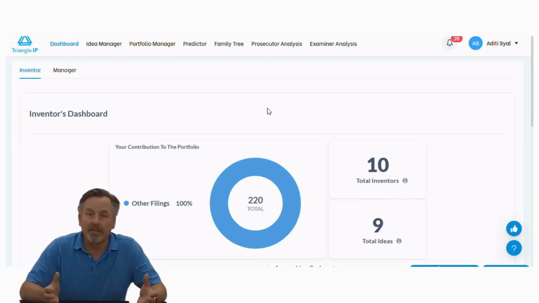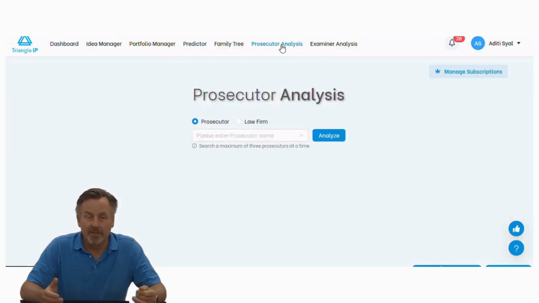So once you're logged into the TIP tool, take a look at the top navigation menu. You'll see several tabs up there: Examiner Analysis, Portfolio Analysis, and others. Go ahead and click on Prosecutor Analysis. That takes you straight to the search dashboard.